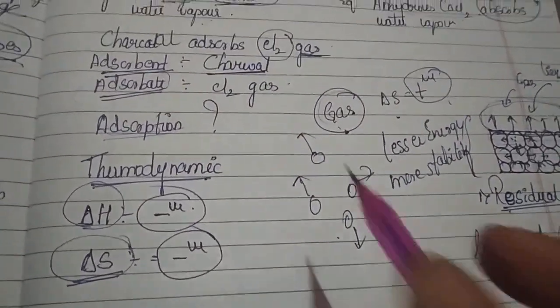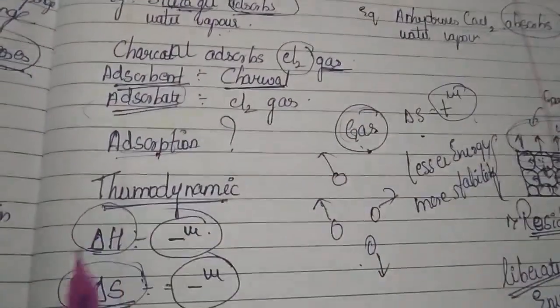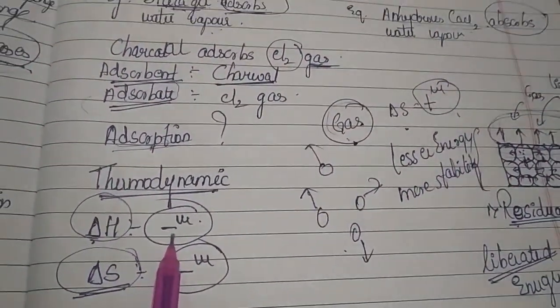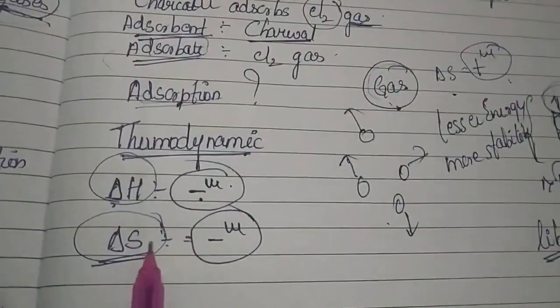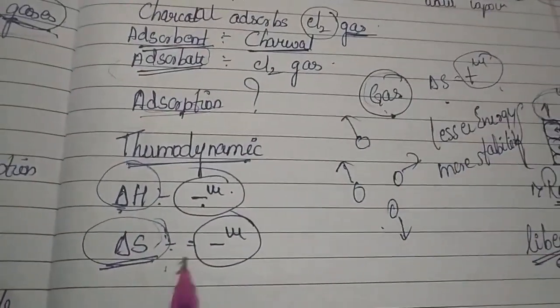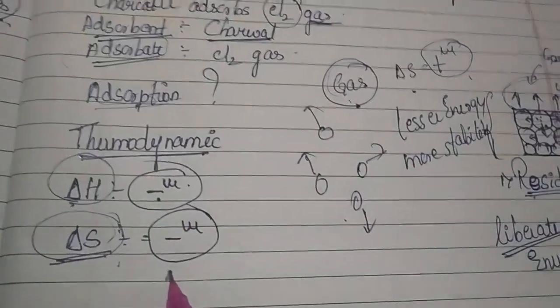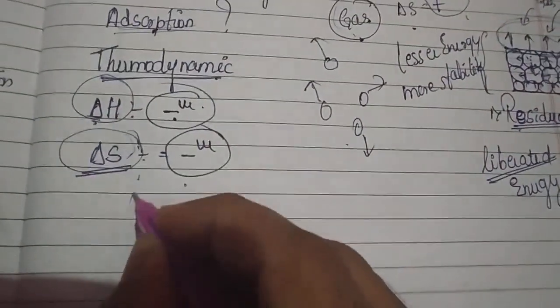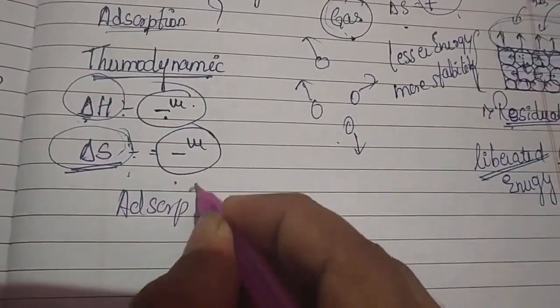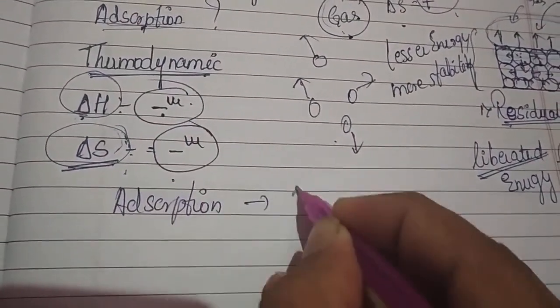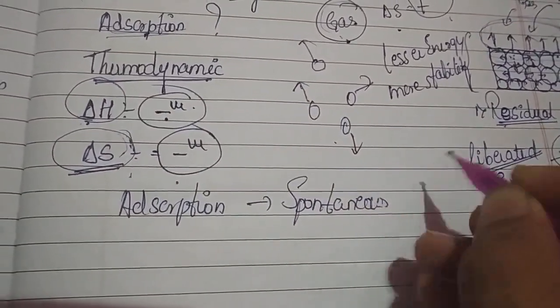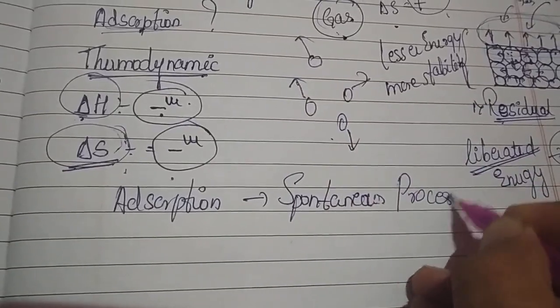Please mark my words. During an adsorption, when we look at the change in the enthalpy, of course it's an exothermic process, which means it is negative. Similarly, when we look at the change in the entropy, remember, it is also negative. The most important and interesting factor lies here. Do remember, adsorption is a spontaneous process.